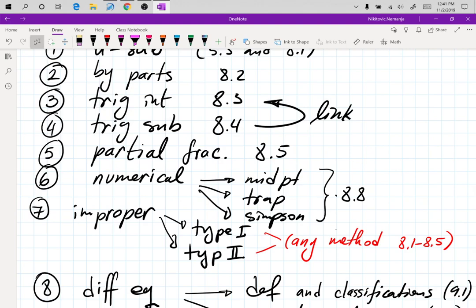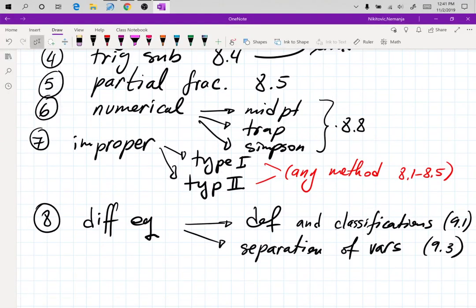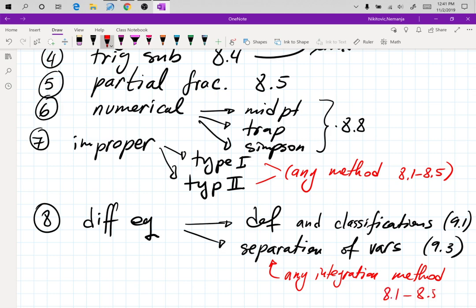Numerical, you will just be multiplying and adding and so on. Differential equations, separation of variables. Again, any integration method from 8.1 through 8.5, because once you separate the variables, you have to do two integrals, one on the left and one on the right. Those integrals could be partial fraction or U sub or trig sub or whatever.